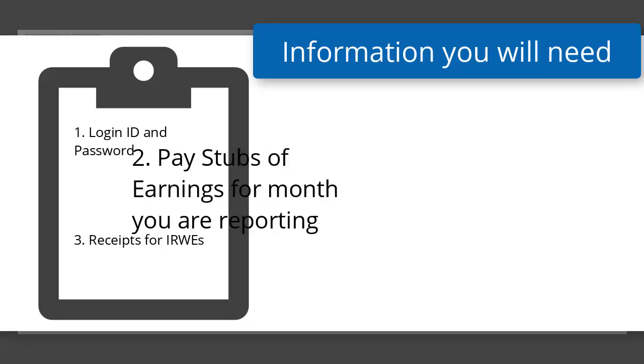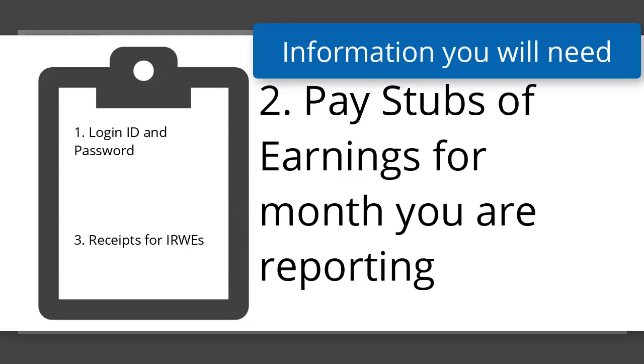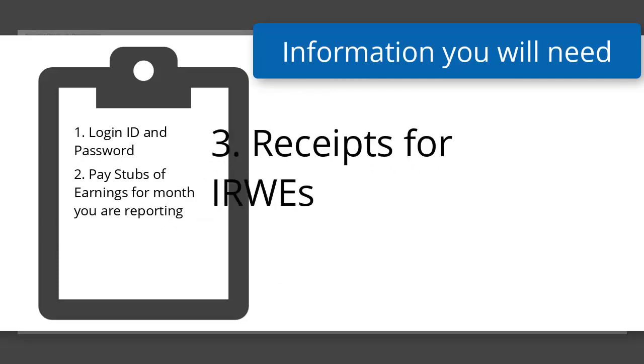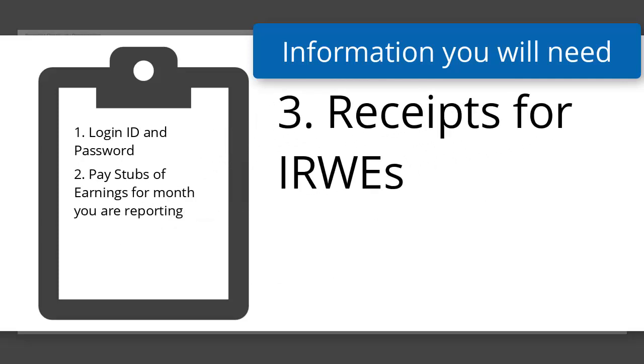Second, you will need your pay stubs of earnings for the month you are reporting. If you are self-employed, you need to know the estimated amount of net earnings from self-employment, but you do not need to submit any documentation. And third, you will need any receipts for impairment-related work expenses, called IRWEs for short, if applicable.